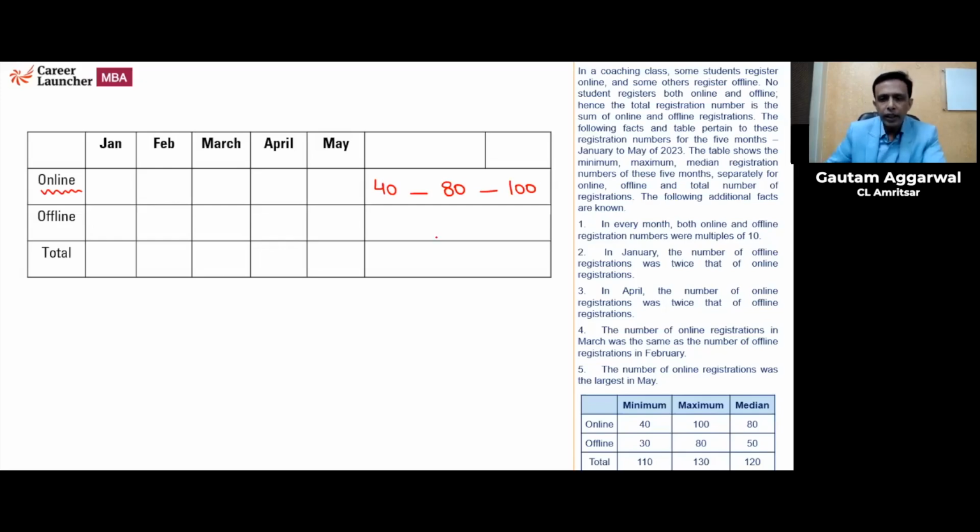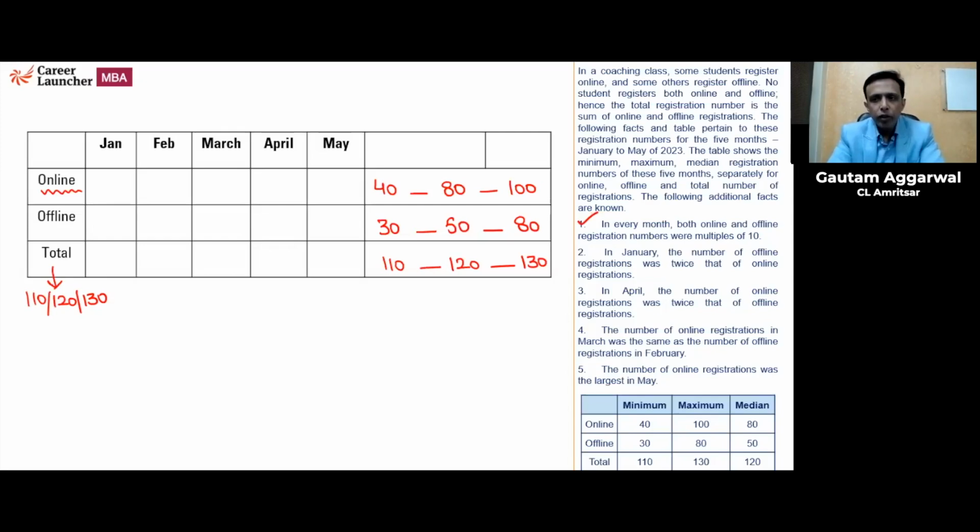The same goes for offline. One of them has to be 30. The median figure, the middle figure, has to be 50, and the maximum of these has to be 80. And in terms of total, it has to be 110, median of 120, and maximum 130. That means what we can easily understand, the total has to be either 110, 120, or 130, because it says everything has to go in multiples of 10. That was the first basic information. In every month, both online and offline registrations went in multiples of 10. So the total also has to be in multiples of 10.